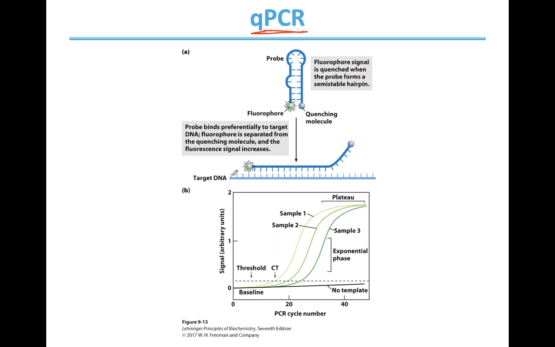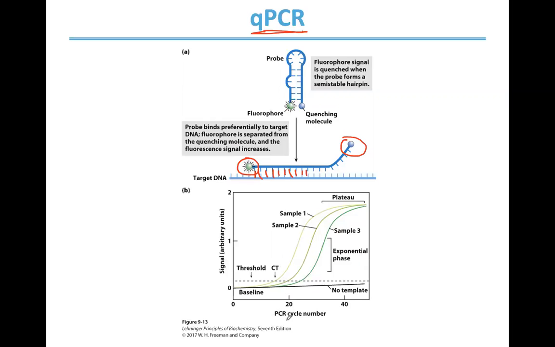And you can see here, this is target DNA, right? And we're going to form new base pairs. You're going to separate the fluorophore from the quenching molecule. So the quenching molecule is no longer near the dye, right? And so the dye lights up and produces fluorescence.